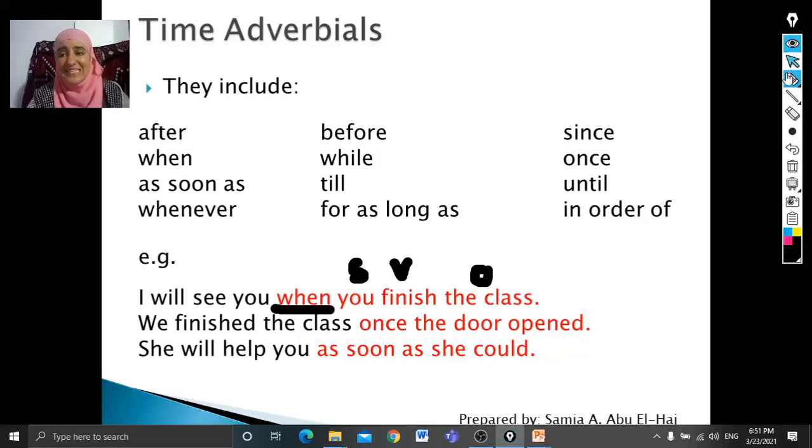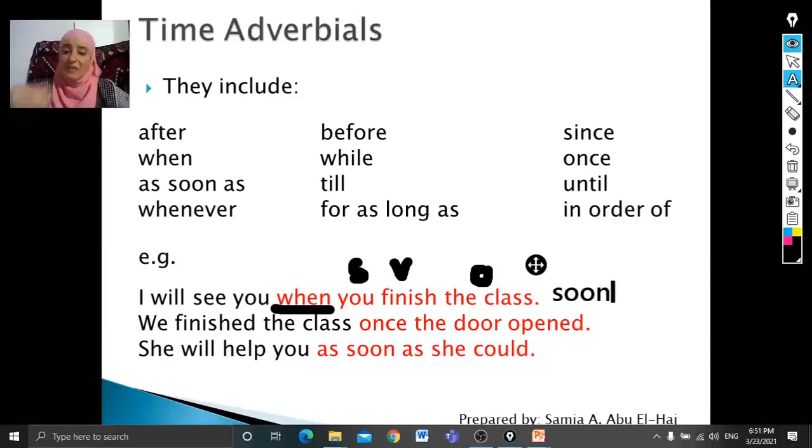So basically I can delete when you finish the class, and I can say I'll see you soon, the same meaning, or I will see you later, same meaning, I'll see you tomorrow. But instead of using one word, I am using a whole sentence, a complete sentence, subject, verb, and object.